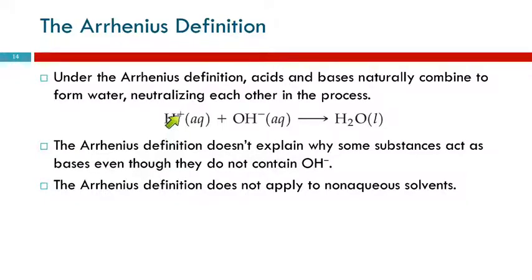An acid, which produces hydrogen ions, and a base, which produces hydroxide ions, will form water. The hydrogen ion from the acid will react with the hydroxide ion from the base and form a water molecule. They neutralize each other then. The Arrhenius definition is simple, but it doesn't cover everything. There are some substances that act as bases even though they don't have hydroxide in them. And the Arrhenius definition doesn't work if you've got a solvent other than water.